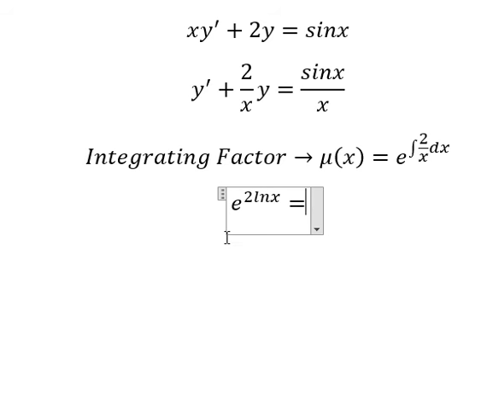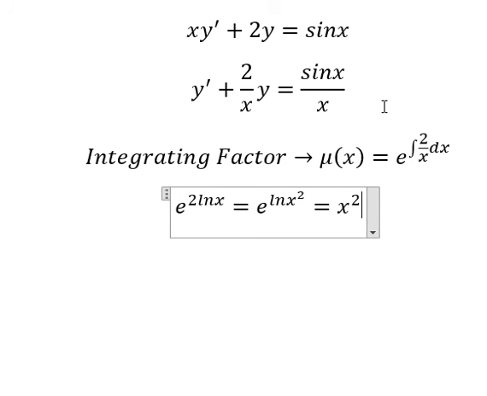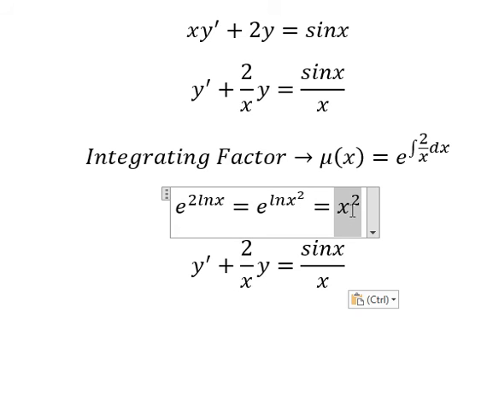Next, the 2 will go inside the ln s, and you get ln s squared, and this one you get s squared in here. That means we multiply both sides by s squared.